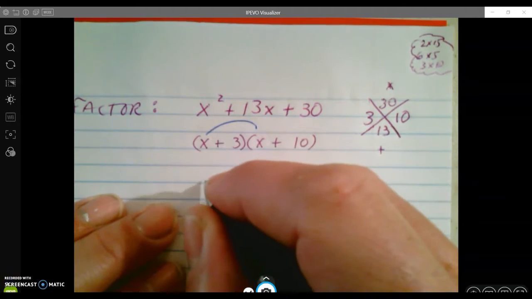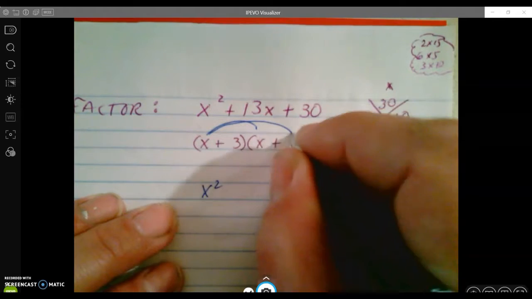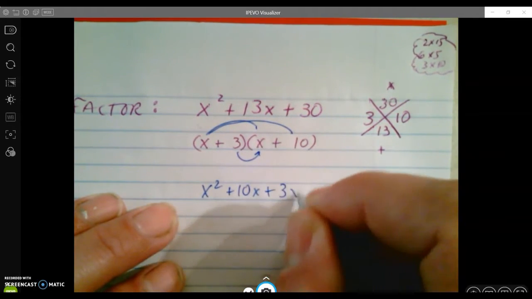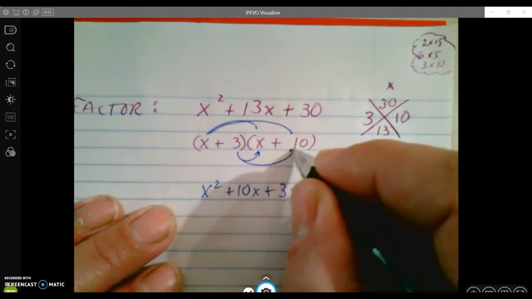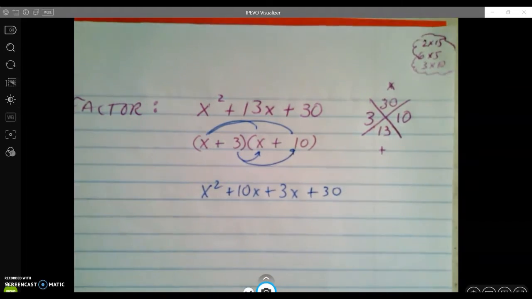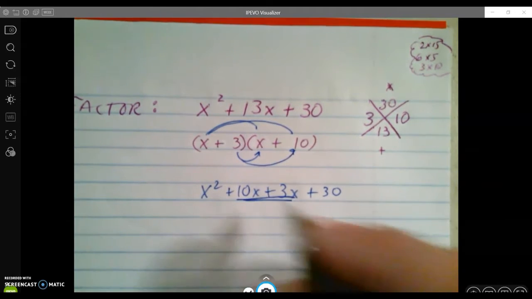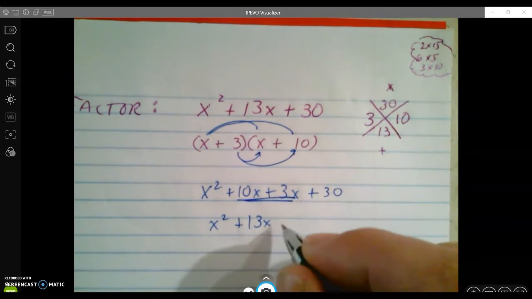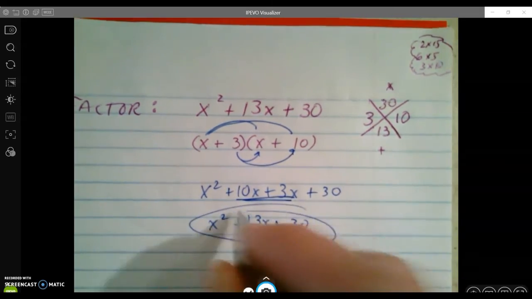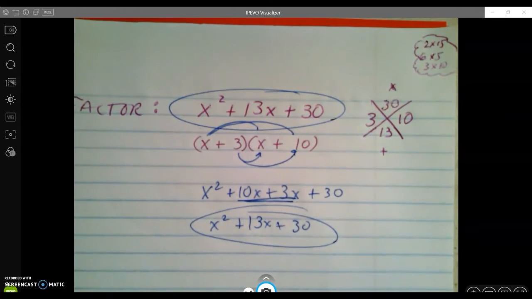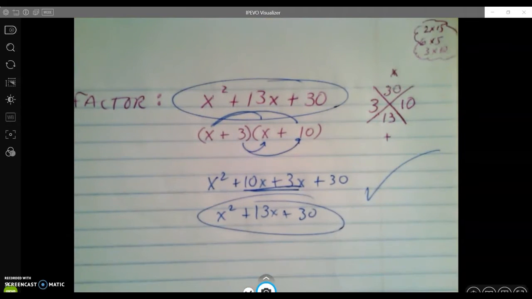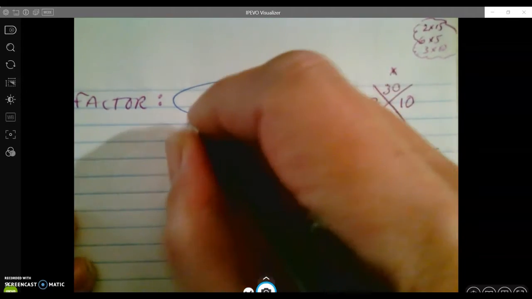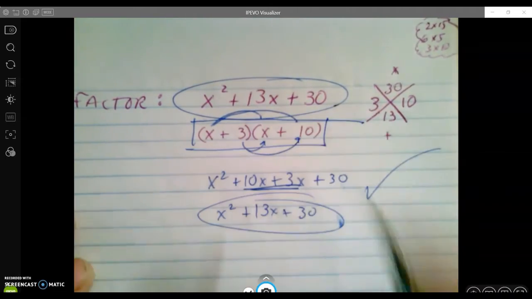So first you get the x times x, which is x squared. You get the x times 10, which is 10x. 3 times x, 3 times 10, which is 30. And again, when you combine these, you'll get x squared in the front, 13x, plus 30. So that's what we started with. Okay, so we checked it. You do not have to always check it, but in the first couple tries it's good to do it because you might not trust that this works.